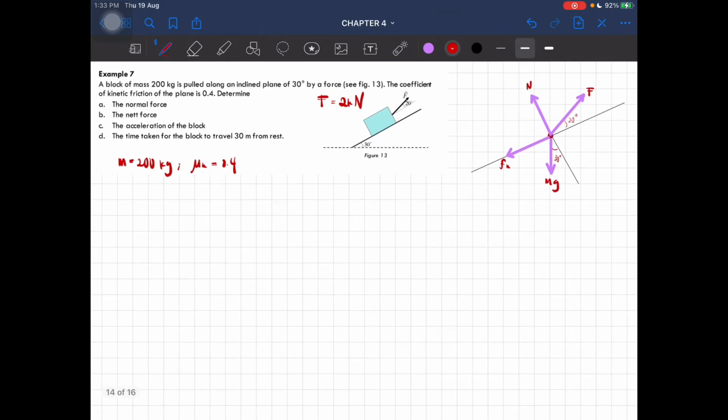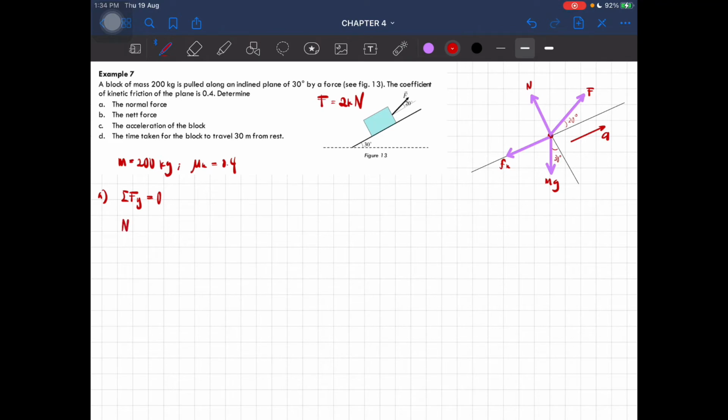Now we are looking for the normal force. For the normal force, we can just use the y component. The total force at the y component is equal to 0. Why is it equal to 0? It's because the block does not move up and down. It only slides to the left or to the right up here. So I also write that the acceleration is going along here. Let's look at the y component only.